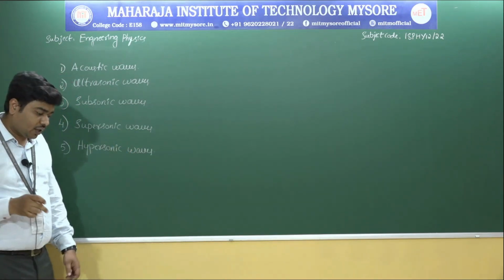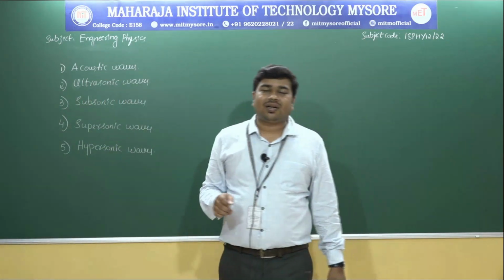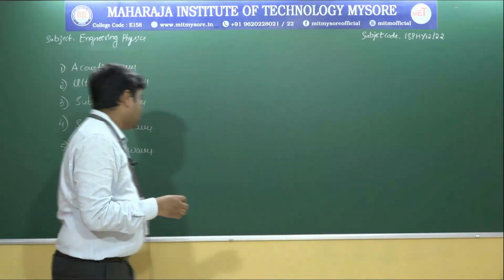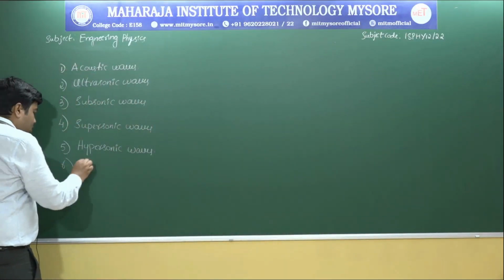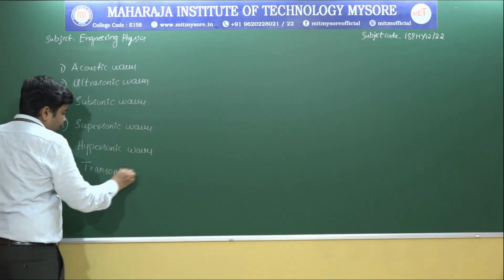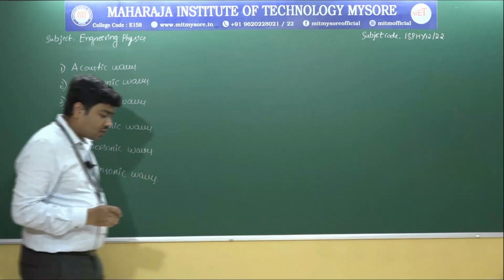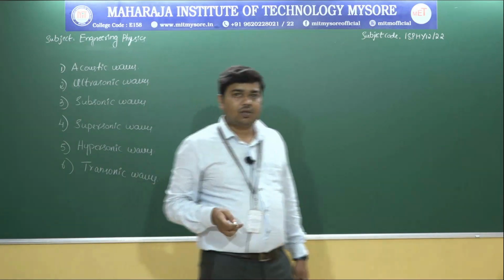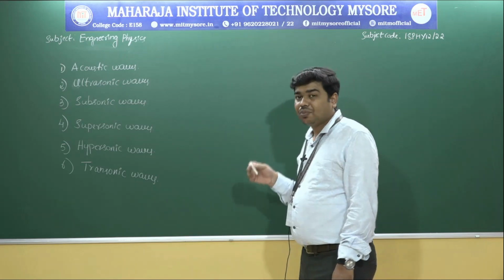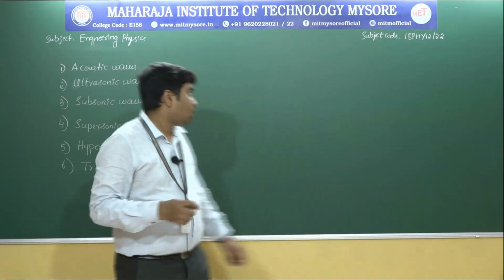Now, apart from these 5 kinds of classification, there is another classification which gives us a transition from the subsonic to supersonic, which is called transonic waves. Now, these waves are classified based on the variation of Mach number. Now, let us start in detail one by one. What are its properties and how they behave? Let us start with the acoustic waves.